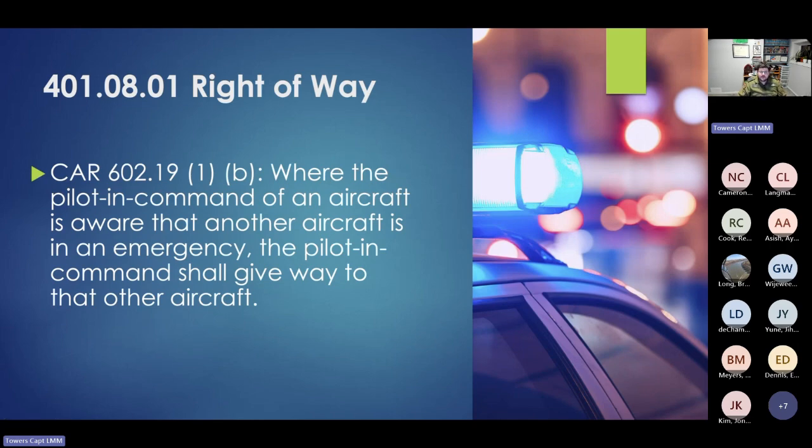So another element of right-of-way, where the pilot in command of an aircraft is aware that another aircraft is in an emergency, the pilot in command shall give way to that other aircraft. So emergencies take priority. That's just kind of common sense there.